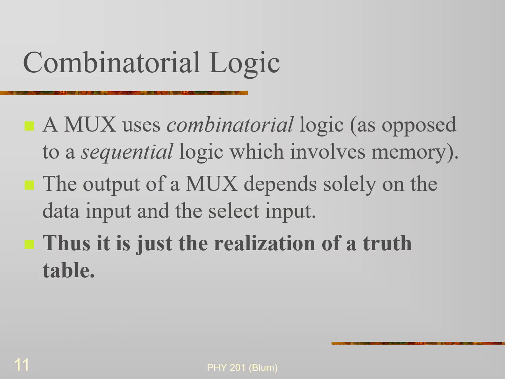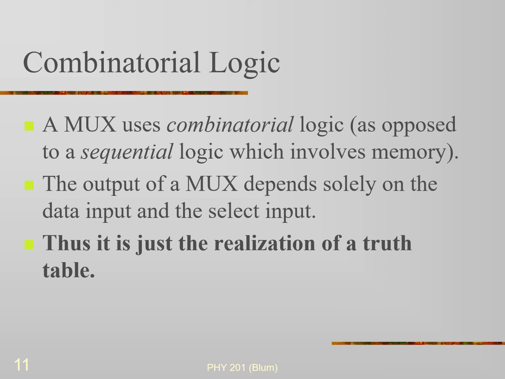So in the multiplexer, in the MUX, we have data inputs and select inputs. But we're going to just move into considering it to be a truth table, and so they're just inputs. And the output depends only on the inputs for a multiplexer. So we say that it is combinatorial logic.